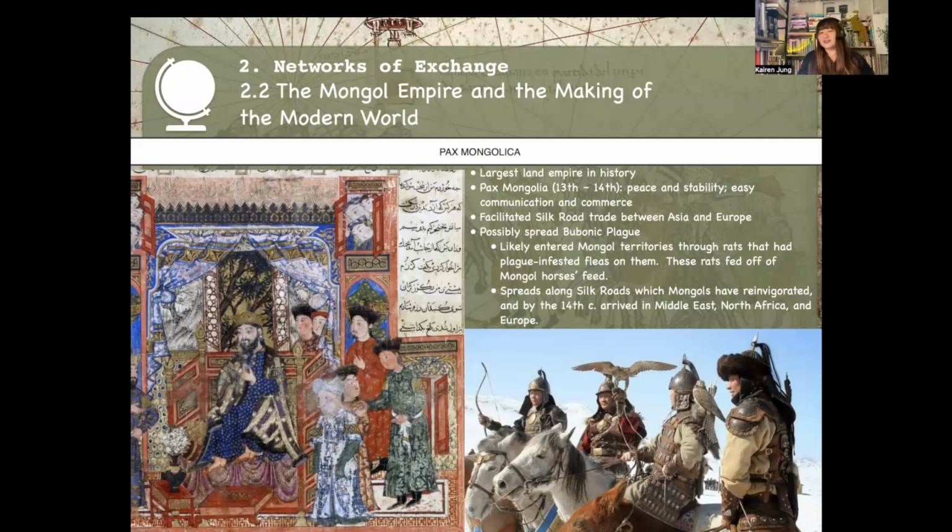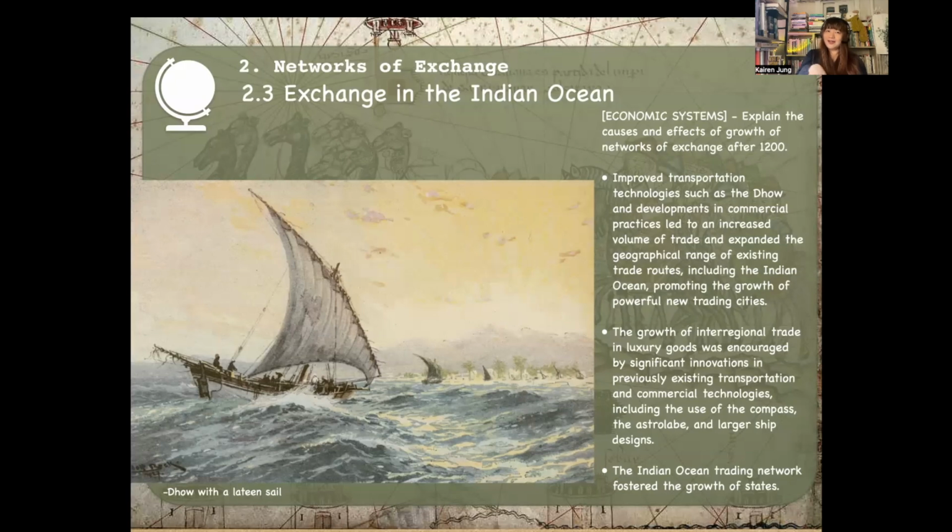When we actually look back at the largest land empire in history, this lasted from the 13th to the 14th centuries, Pax Mongolica. Peace and stability, easy communication and commerce. They facilitated the Silk Road trade between Asia and Europe. So that was the Silk Road. Now let's look at the Indian Ocean and what kind of exchange took place here.